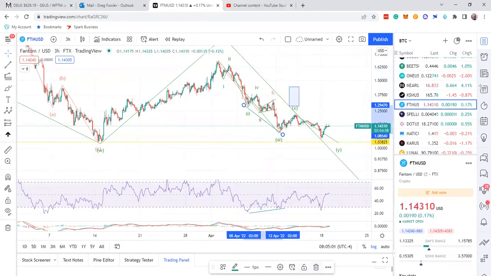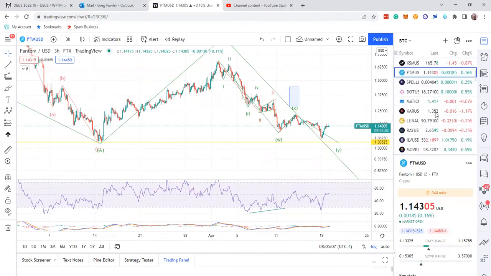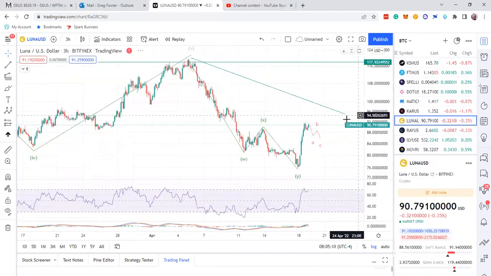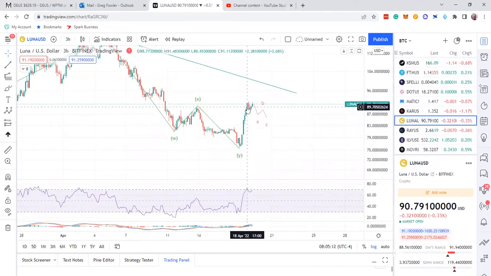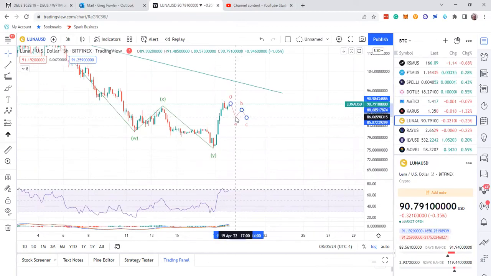All right, guys. So I just wanted to show you how waves can extend. It's not always, but it can extend. Going back to Luna, what it did here is it extended on that third wave. And more than likely, this fifth wave is just going to go right past it. Okay, 92, 93, and then boom. And it'll go up again. But you got to be careful with Luna.